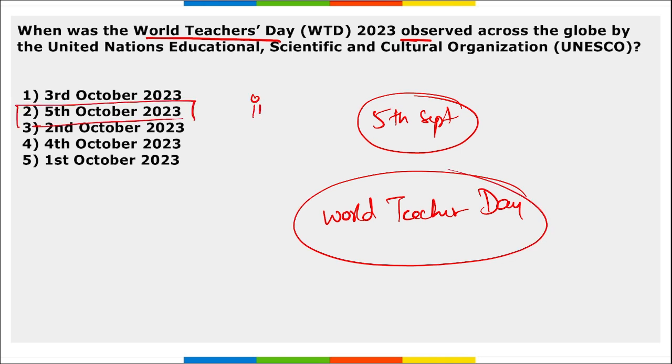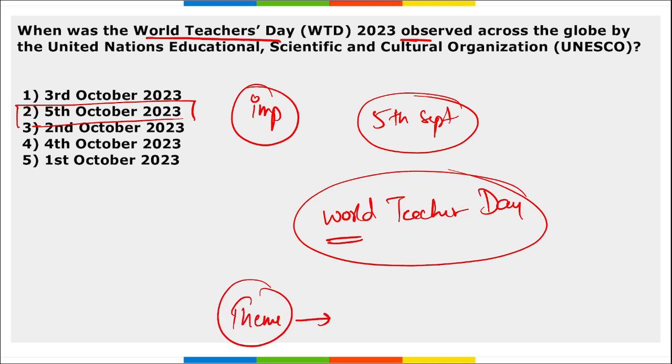Mark this, this is important, and students generally get confused with Teachers Day that is observed on 5th of September. No, but we are here talking about World Teachers Day, right? It is observed by UNESCO on 5th of October. Then there is a theme: the teachers we need for the education we want. I repeat, what is the theme here? The theme is the teachers we need for the education we want. The first ever World Teachers Day was observed in 1994.